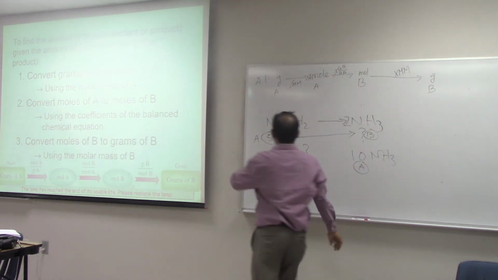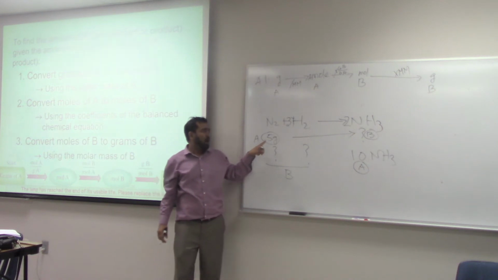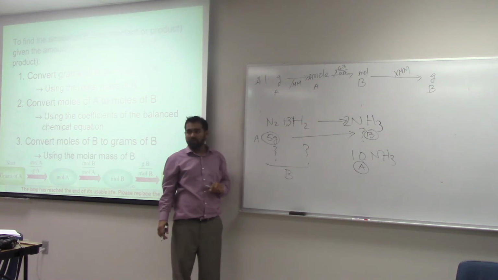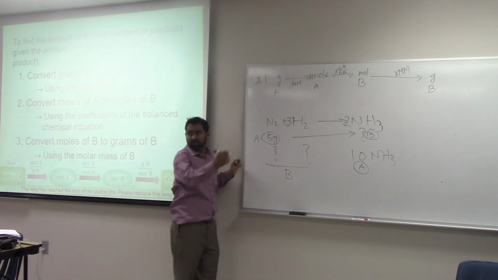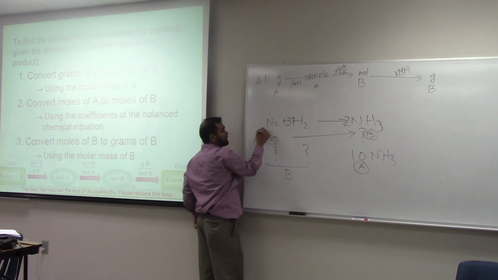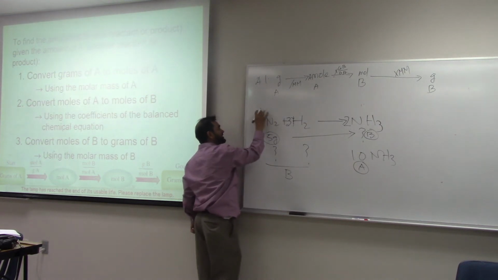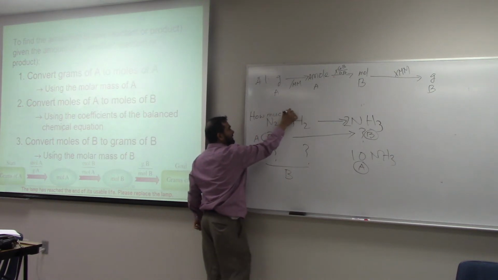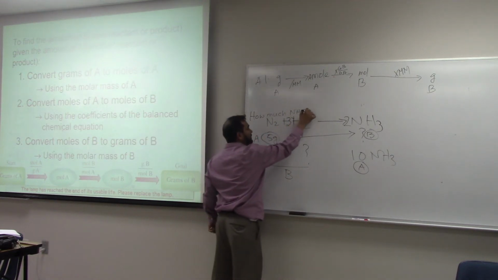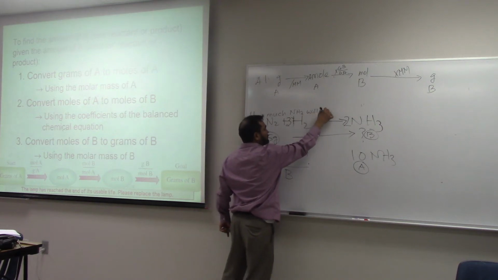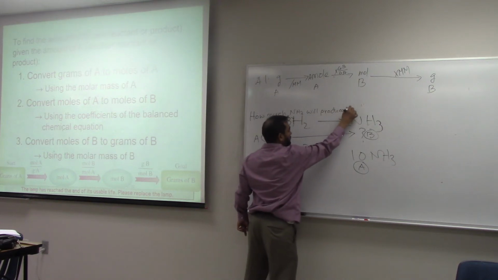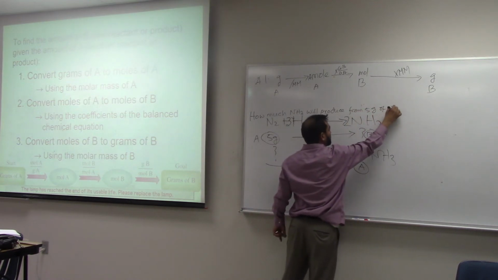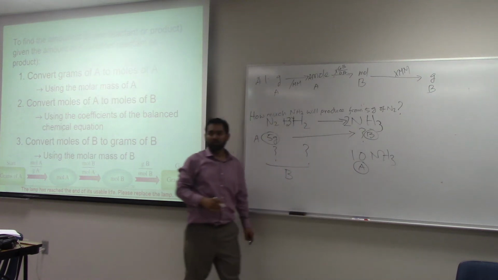So let's see the first one. First question was, how much ammonia will produce from 5 grams of nitrogen? You want me to write down the question? Yeah. Please. Yes. Thank you. So, question, you guys are awesome actually. How much ammonia will produce from 5 grams of nitrogen? See, this is the question, right?